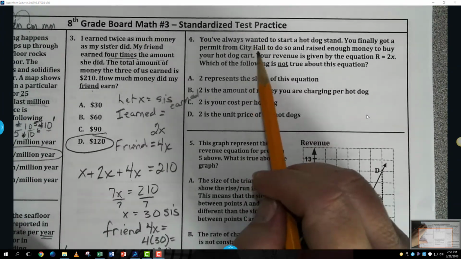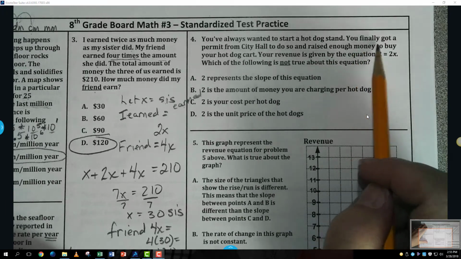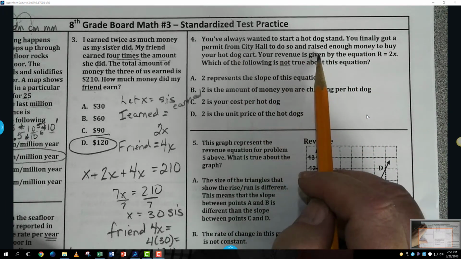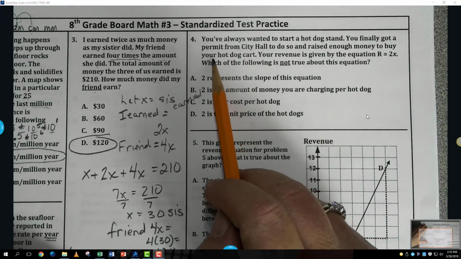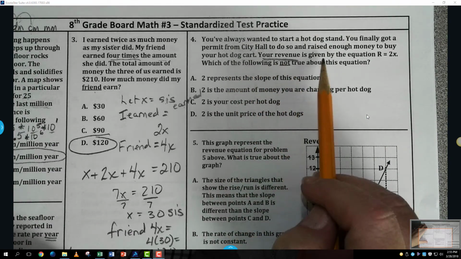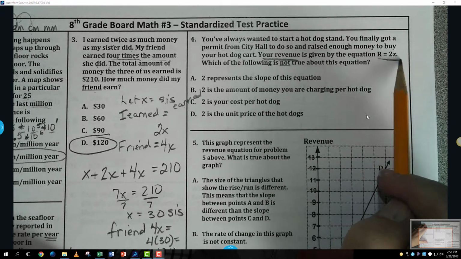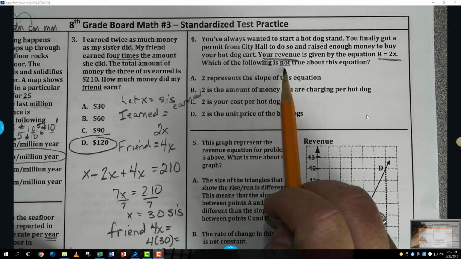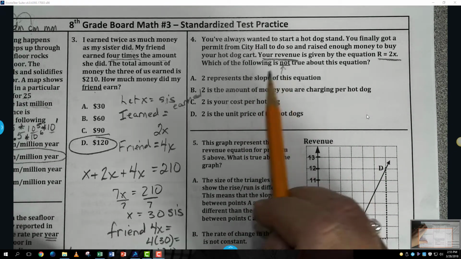Number 4. You've always wanted to start a hot dog stand. You finally got a permit from City Hall. You raised enough money to buy your hot dog cart. Your revenue is given by the equation revenue equals 2x. Which of the following is not true?